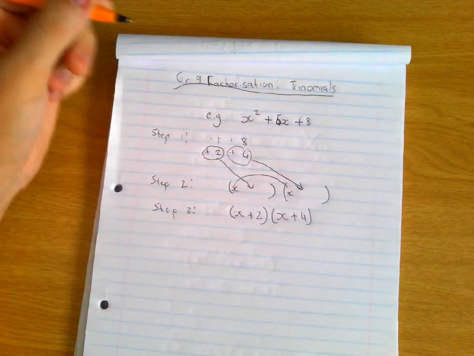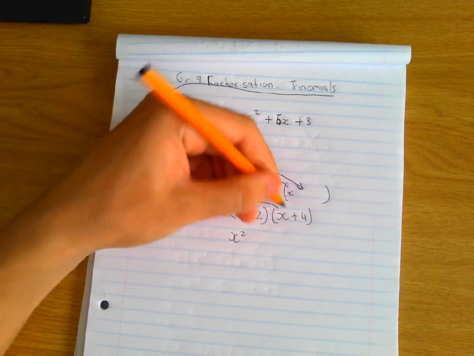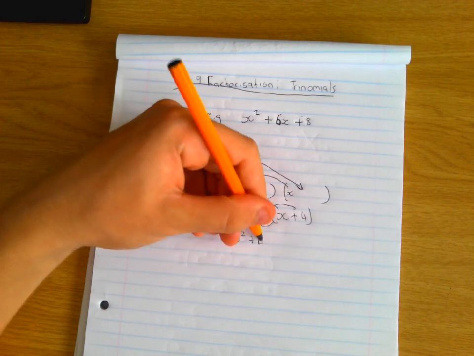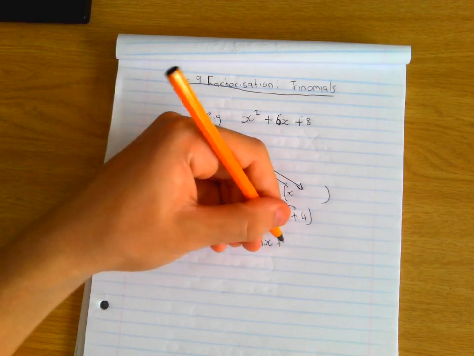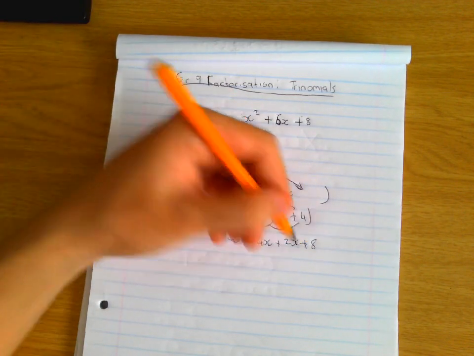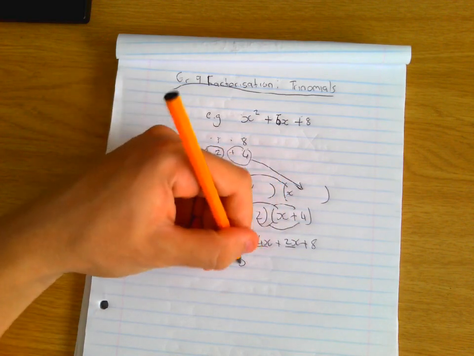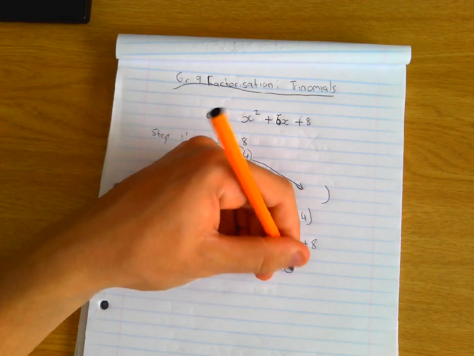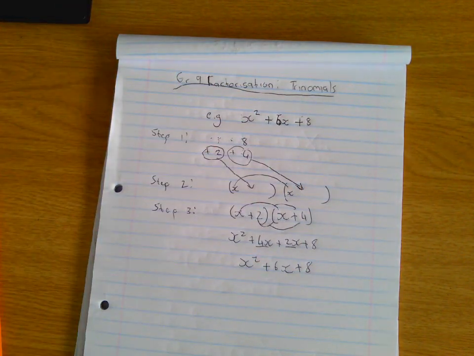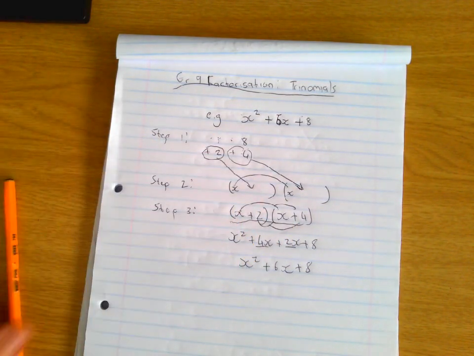Okay, and you'll see if I multiply this out, x times x gives you x squared. X times 4 gives you 4x. Okay, 2 times x gives you 2x. And then 2 times 4, the last two numbers multiplied together give you positive 8, like that. And then like terms, 4x plus 2x is 6x, so x squared plus 6x plus 8. Okay, so you see I've got back to what I started with. That's how I know my answer is right. Okay, so that's the final answer. I was just checking that it was correct.